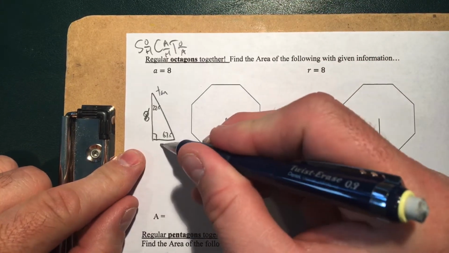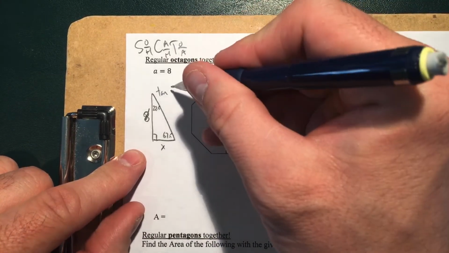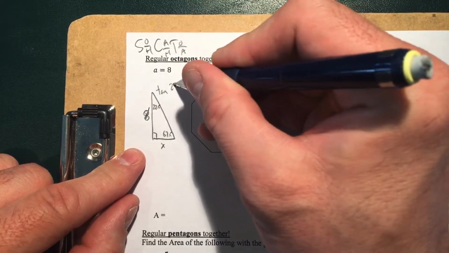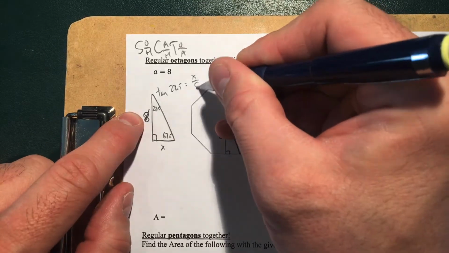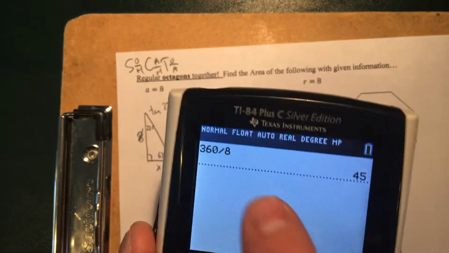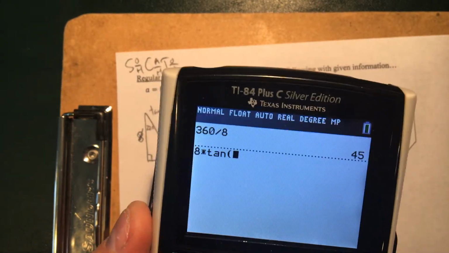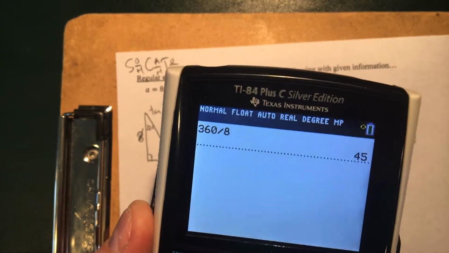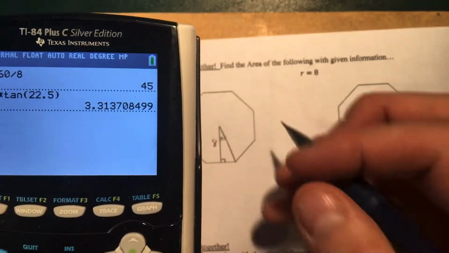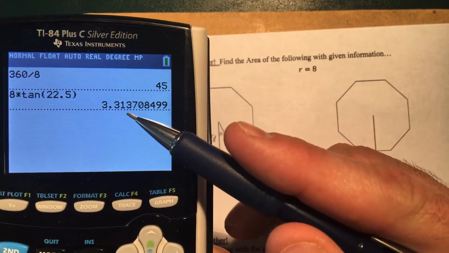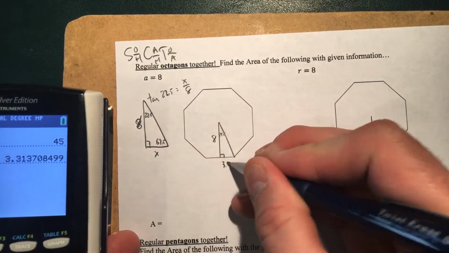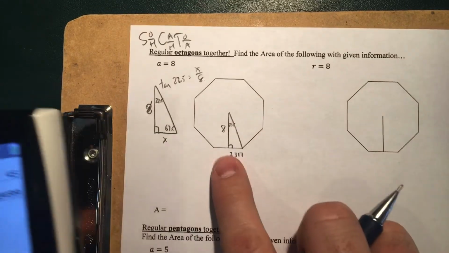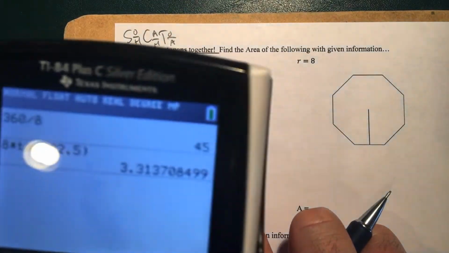So I'm going to call this, I don't know, x. So my tan of 22.5 is equal to opposite over adjacent, and with a cute little 8, x is 8 times the tan of 22.5. Again, a little bit simpler than needing to do special right triangles, 3.317-ish. So that's this. This is 3.317-ish. Now, I'm not going to use a rounded number. I'm going to use an exact number.